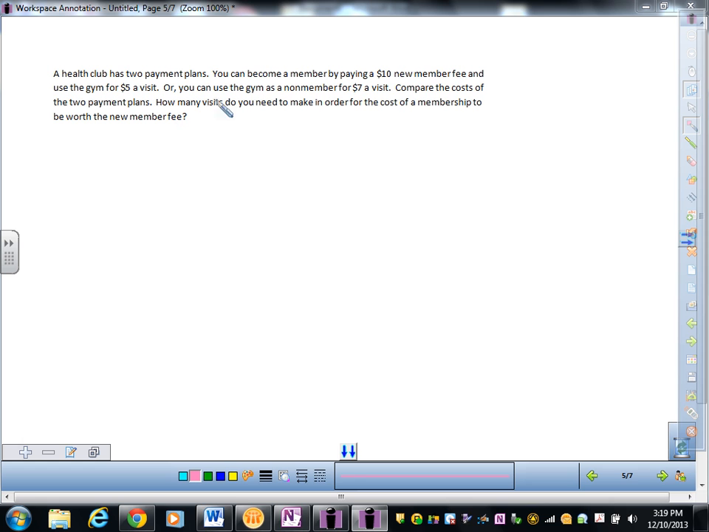So I've got a member who pays $10 for a new member fee, and then they do $5 a visit. That's per visit. And we remember that per means multiply. So that's important. And then a non-member pays $7 a visit, and is the same per, and per means multiply, okay? And don't forget we've got this and here, and means add.